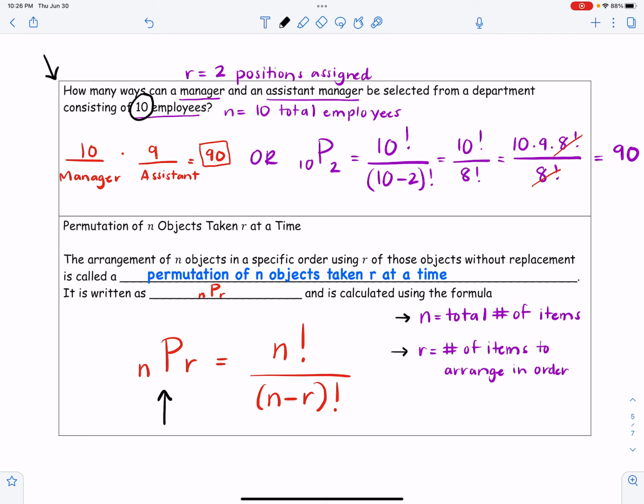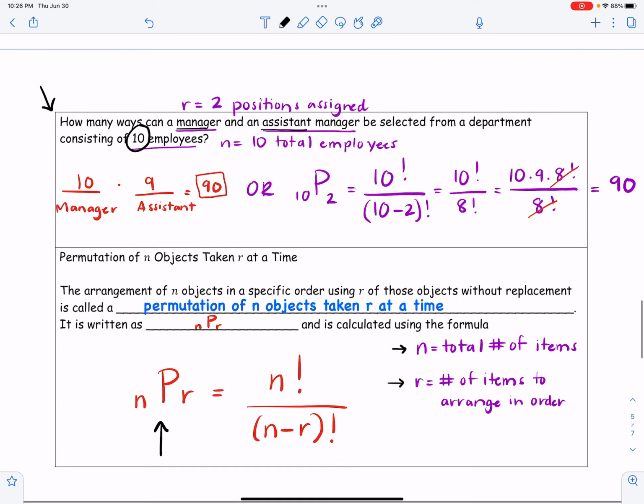It says, how many ways can you choose 2 of them, a manager and an assistant manager? When you have a situation like this where you're not arranging everything, N always represents your total number of objects, in this case 10 employees. R represents the number of objects that you're going to order, arrange, assign. In this case, that's 2.